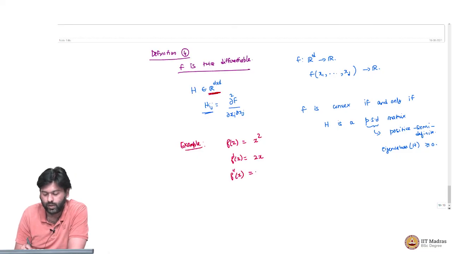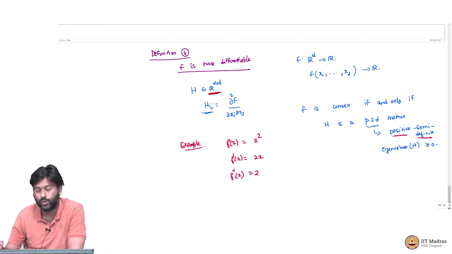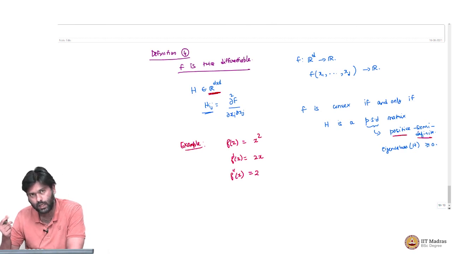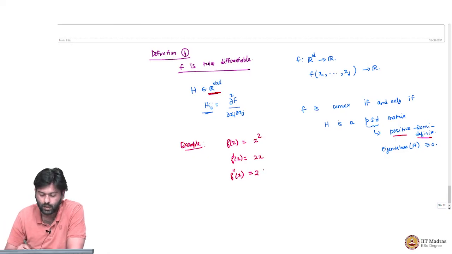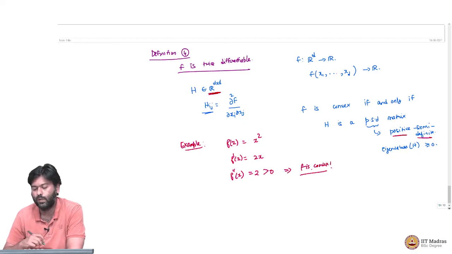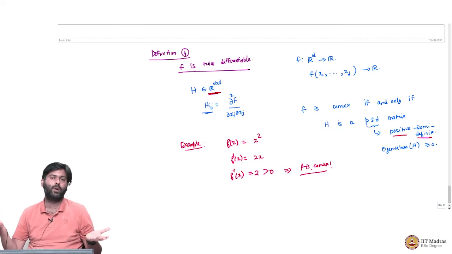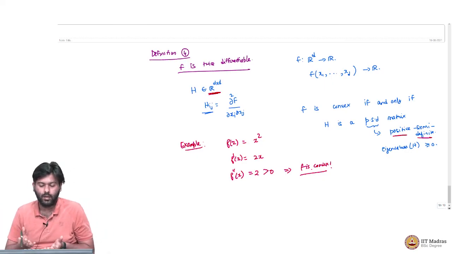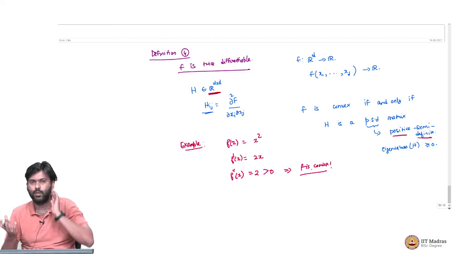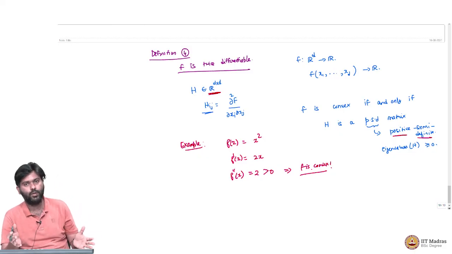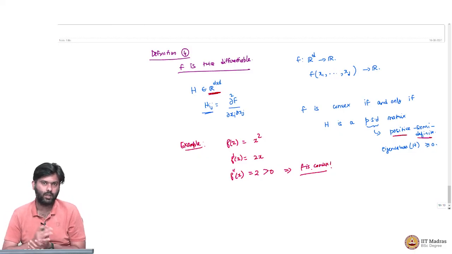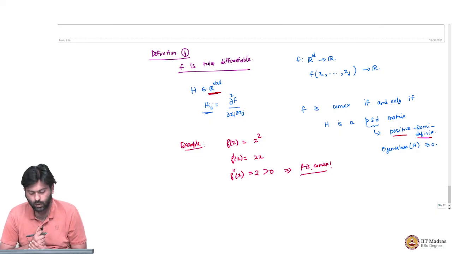and your f double dash of x in this case is 2, and the equivalent notion of positive semi-definiteness for single numbers is just positivity. It just has to be positive. So this is greater than 0, which implies that f is convex. This is another way to show that the function x squared is convex. You can show x squared is convex using all 4 definitions that we have seen, but this might be an interesting definition too. Okay, good.